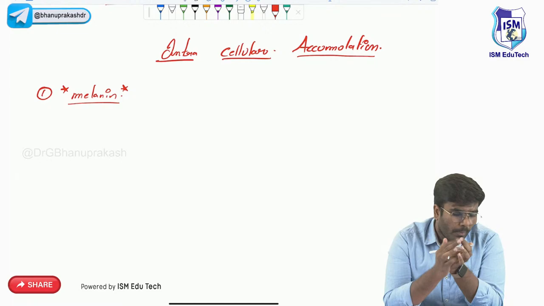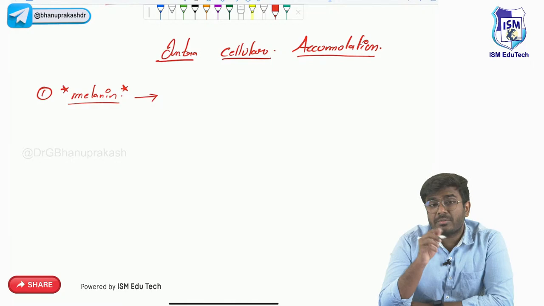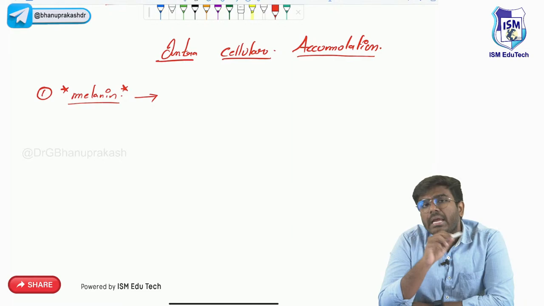Now, my question, especially from the exam point of view: this melanin is a pigment, right? Melanin is derived from which amino acid? Can you tell me? This is a question from biochemistry. Melanin is a pigment derived out of which amino acid? Can anyone tell me? Anyone, guys?